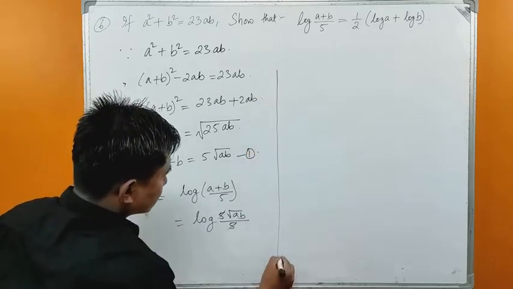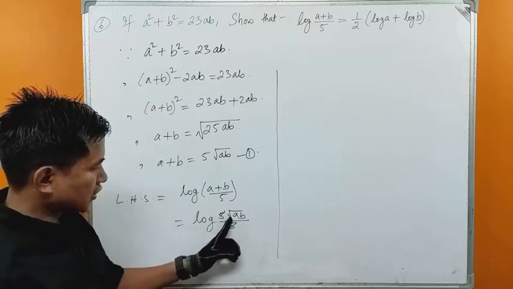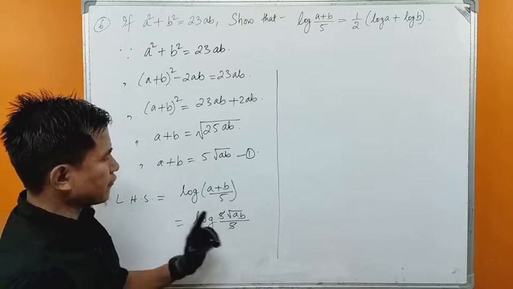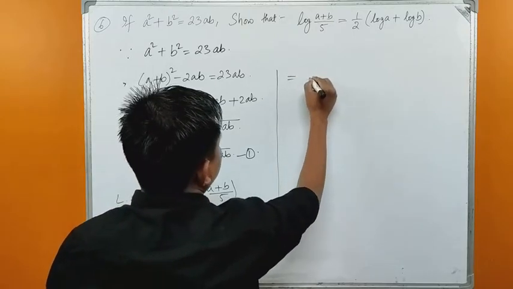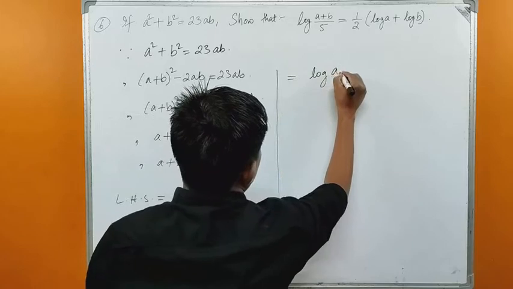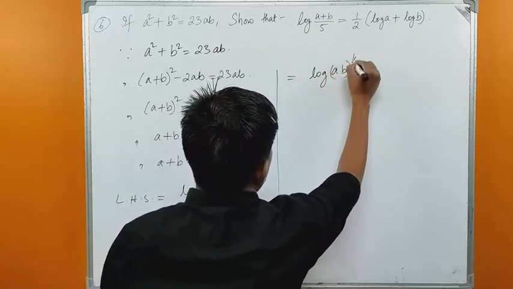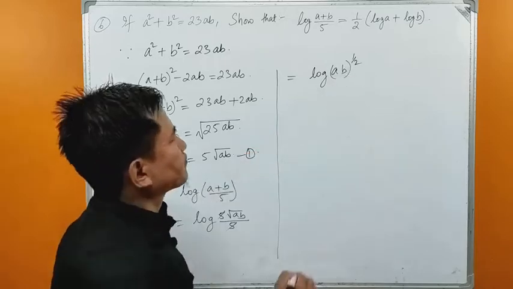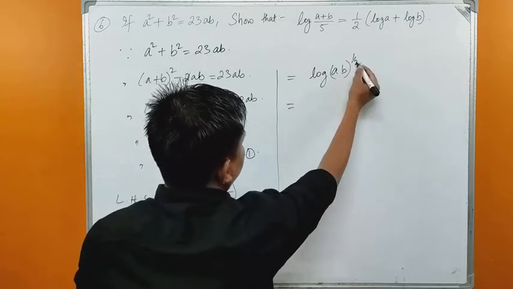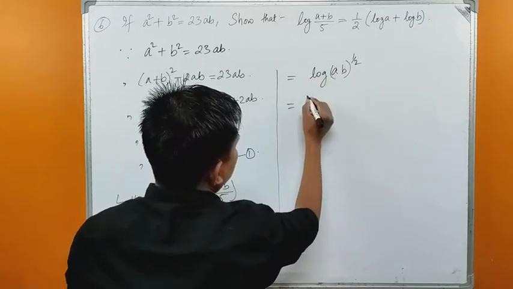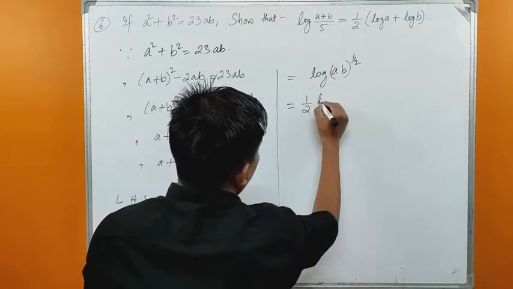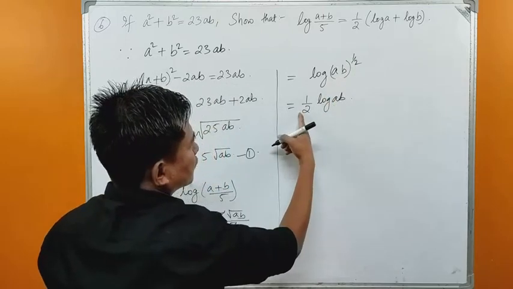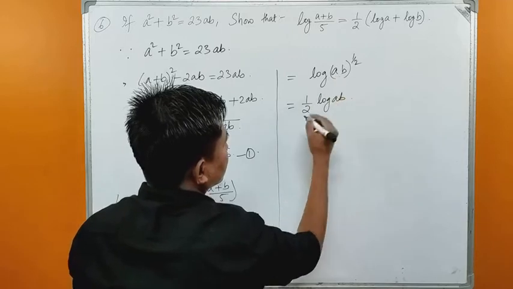So let me continue here. Log root under ab, this 5 and 5 is cancelled. We have log root under ab, isn't it? This equals log of (ab) whole to the power 1 upon 2, isn't it? Root under means 1 upon 2. Okay, equals, this power can be brought in the front, isn't it? So 1 upon 2 log ab, this 1 upon 2 is brought in the front.